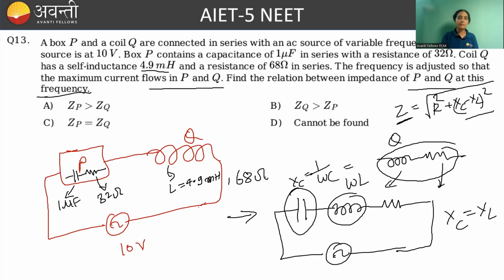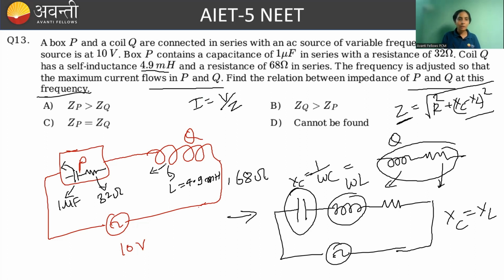So if current is maximum, Z is minimum, because current value is equal to V by Z. So definitely, if Z is minimum, current is maximum. Z minimum means XC is equal to XL. Now, if XC is equal to XL, it means this capacitor's reactance is equal to this inductor's reactance.